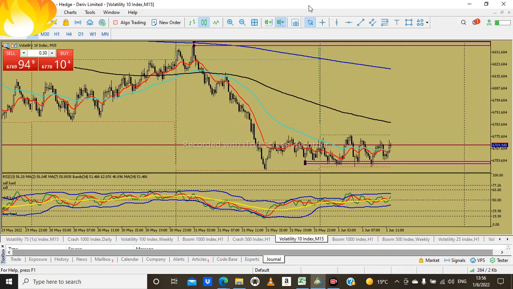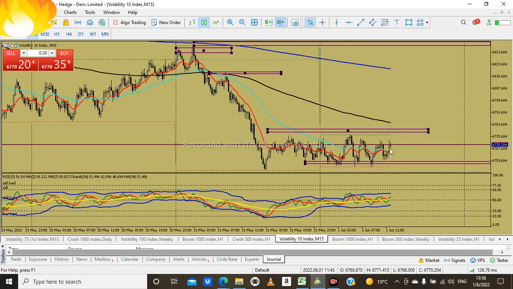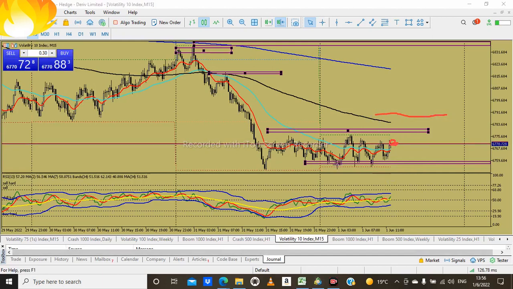Price is trending here. So this is what I would advise you to do. Remember, this is purely for educational purposes. This is not financial advice. So you make a trade based on your own analysis. I would sell here and put my stop loss maybe there and just see what price will do. But this is a good way.